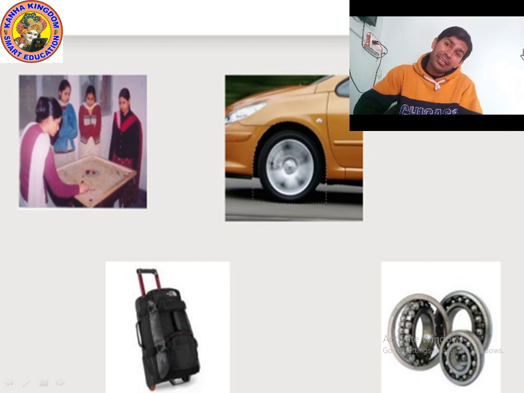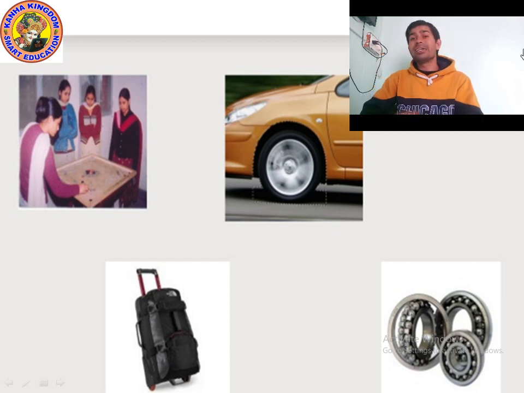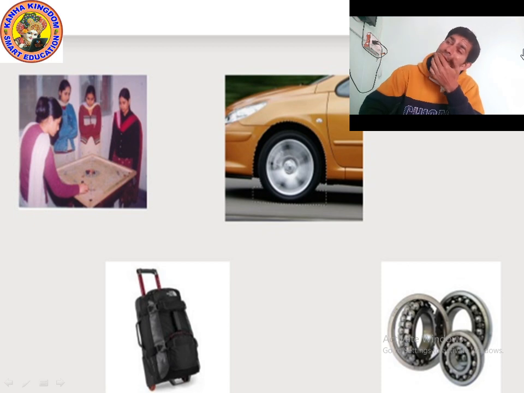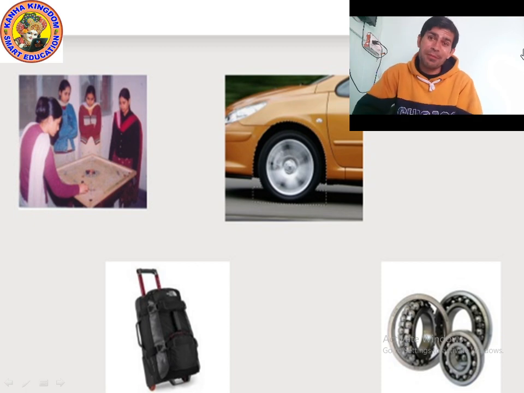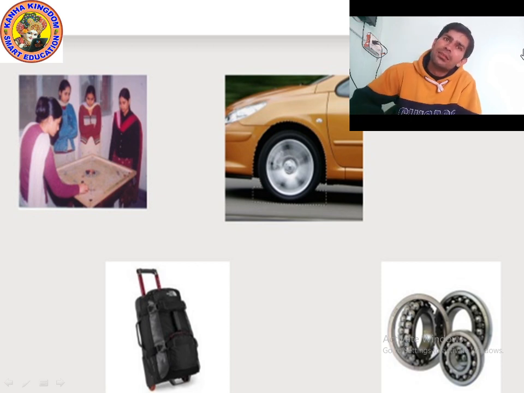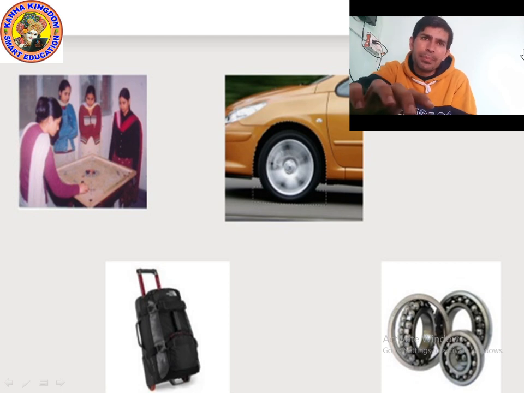Before playing carom board, we sprinkle a powder. We sprinkle any powder which is very soft, because powder is smooth. Due to the smoothness, friction reduces. So we sprinkle the powder, and when we play carom, we can easily play.